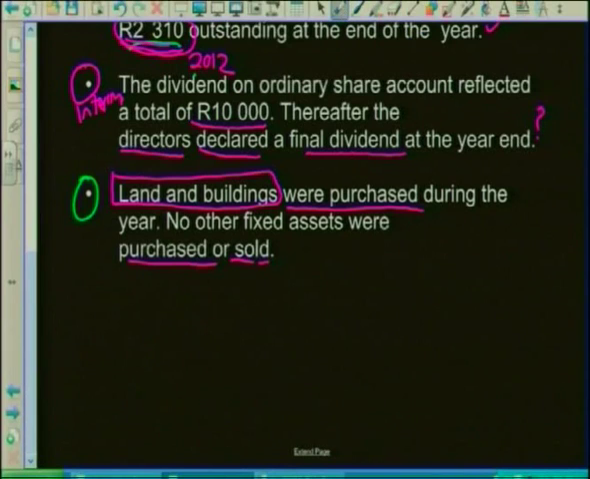Land and buildings were purchased during the year. Okay, so there you go. There's obviously money spent on land and buildings, an outflow of cash. No other fixed assets were purchased or sold. So the business obviously didn't sell any other assets, nor did they purchase any other assets besides land and buildings.